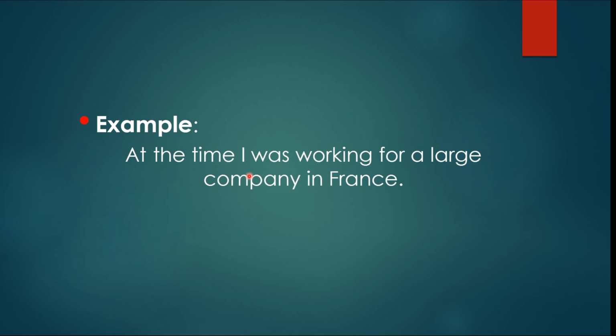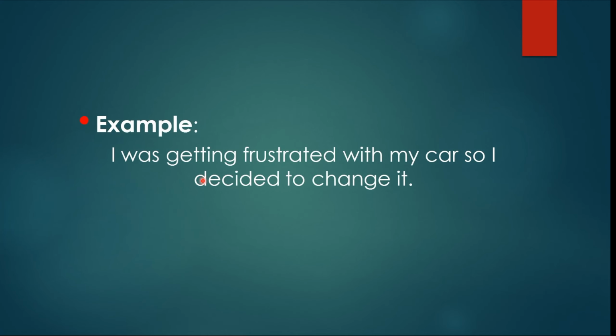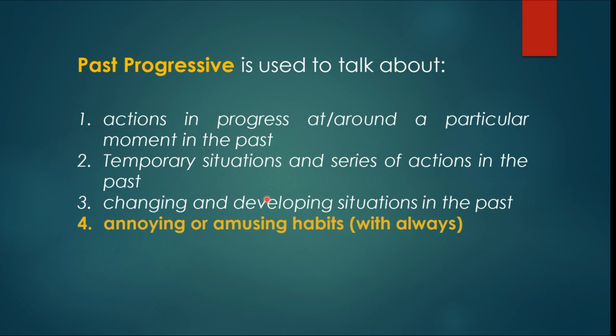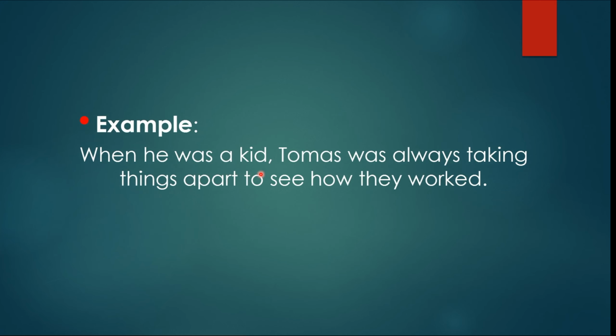We use past progressive. Next function, changing and developing situations. I was getting frustrated with my car, so I decided to change it. Well, the frustration was something developing over a time. Annoying or amusing habits with always. When he was a kid, Thomas was always taking things apart to see how they worked. Well, this habit, taking things apart, was an annoying or maybe amusing fact about this kid.